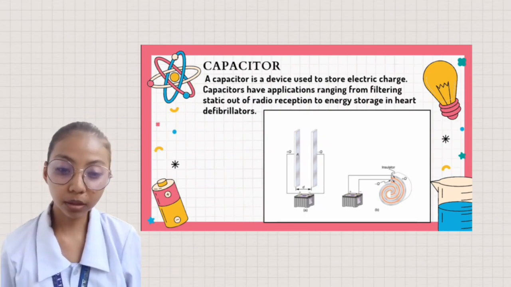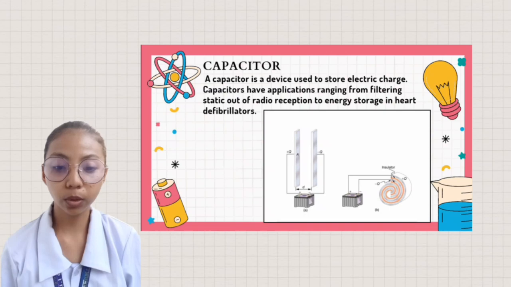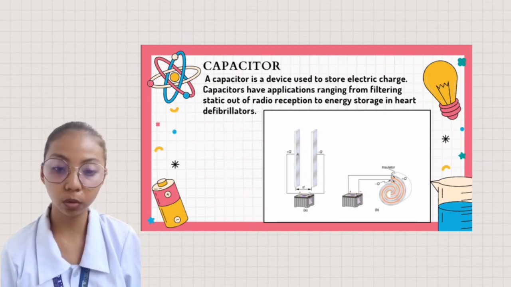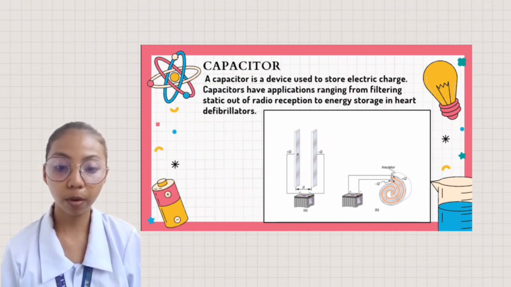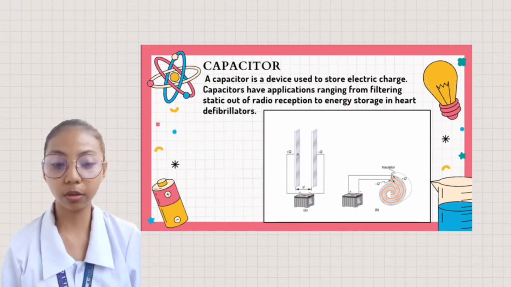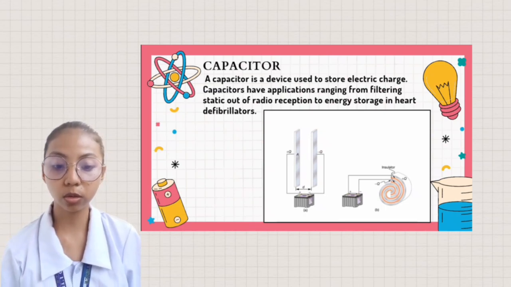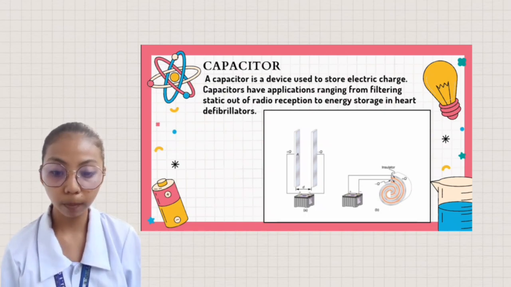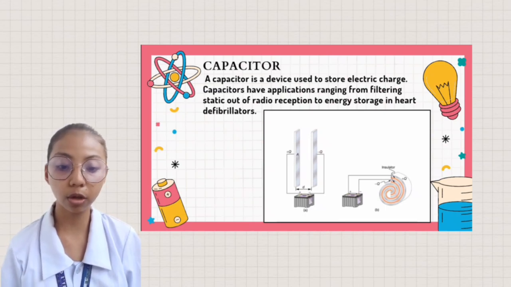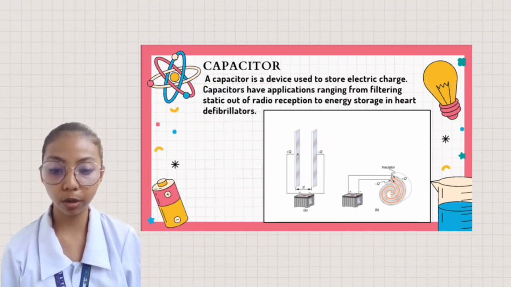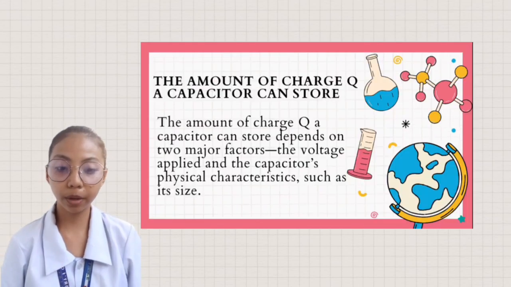Capacitor. A capacitor is a device used to store electric charge. Capacitors have applications ranging from filtering static out of radio reception to energy storage in heart defibrillators. A capacitor is an electronic component designed to store electric charge. Its applications vary widely from filtering static in radios to playing a crucial role in energy storage for devices like heart defibrillators.